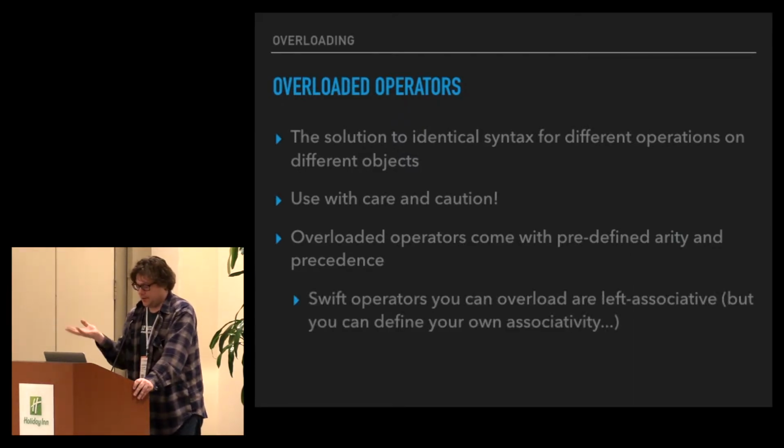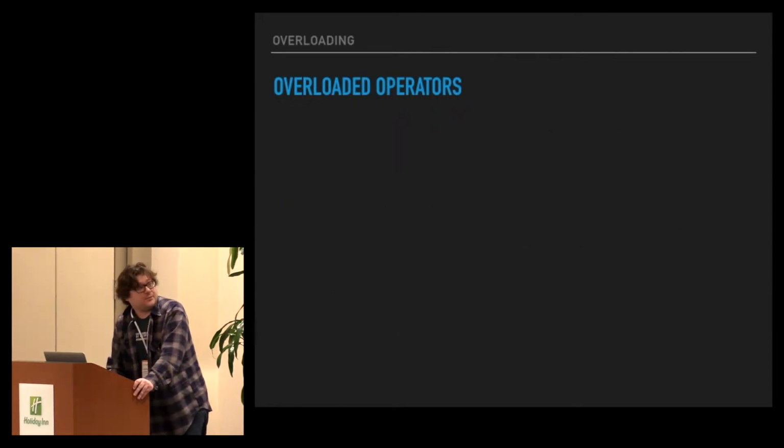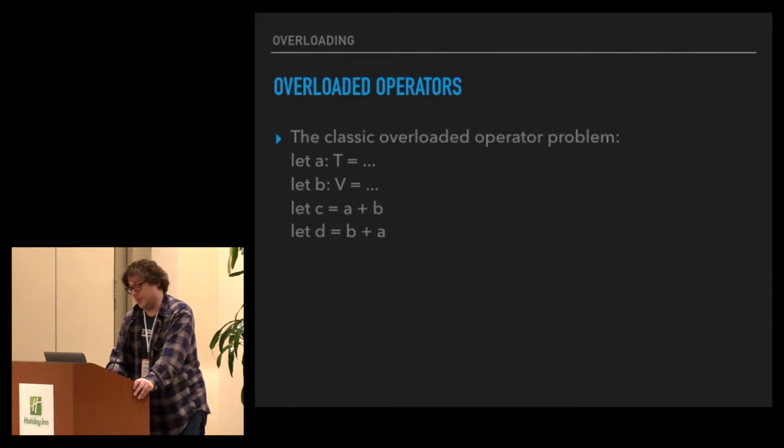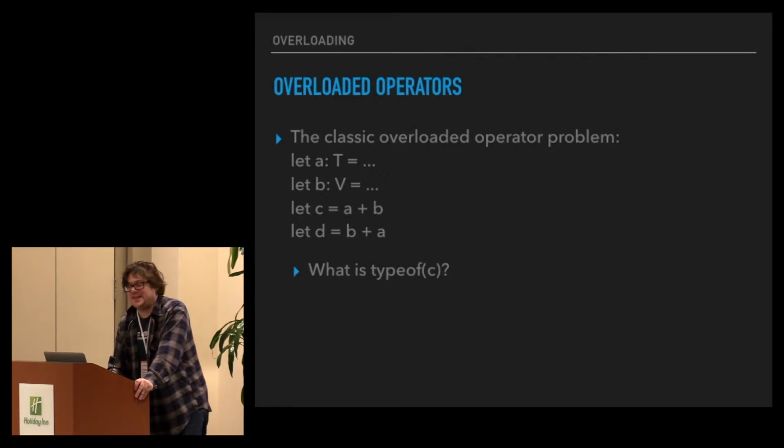Swift operators you can overload are left associative, all right, I went over that. All right, so overloaded operators. Now let's talk about the problems with overloading operators. This is the classic C++ problem. We have a value A of type T, a value B of type V. Let C equals A plus B, let D equals B plus A. What is the type of C?